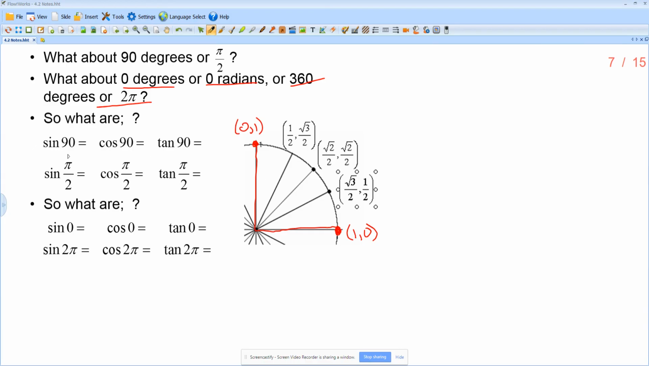So now if I want the sine of 90 degrees or the sine of pi halves, again, those being the same, I need to look at the 90-degree angle, this one, and sine is my y value, so it would just be 1. Cosine of 90 degrees or cosine of pi halves. Cosine is my x value, so 0. And tangent of 90 degrees or tangent of pi halves, you do y over x. So 1 over 0, which is undefined.